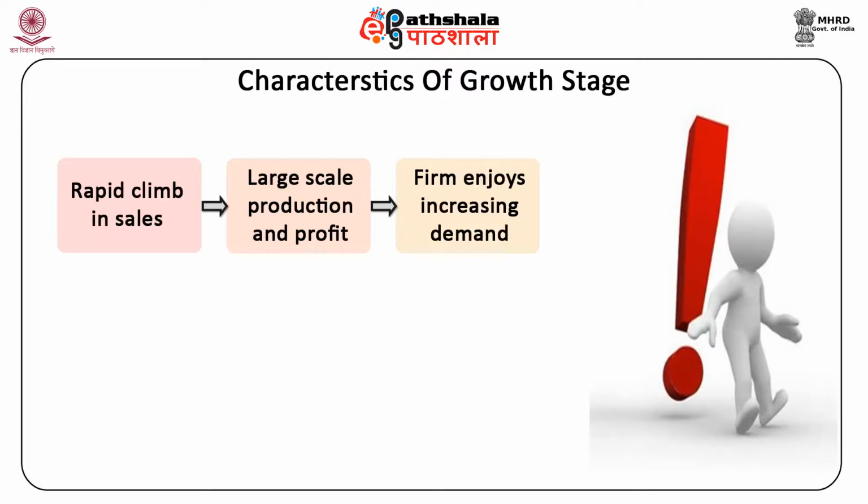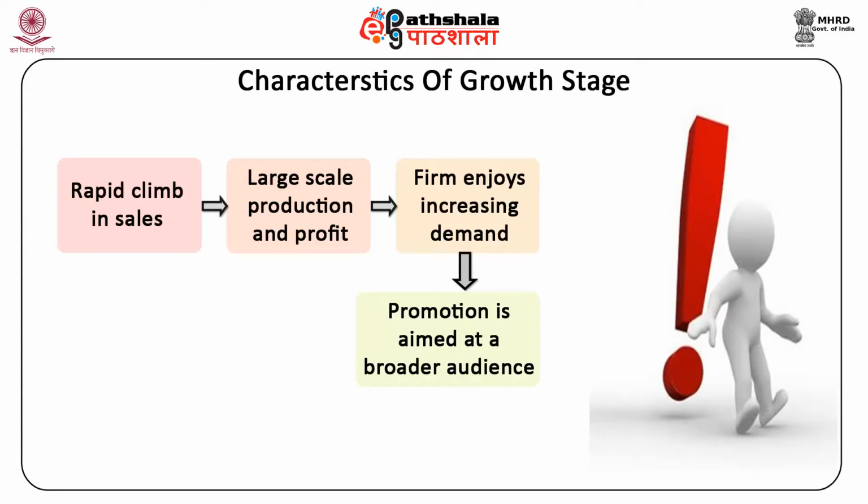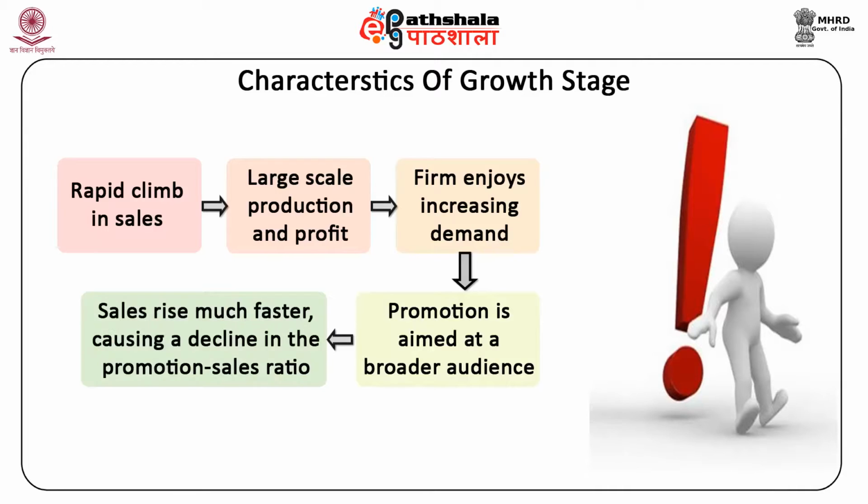Next, profits increase during this stage as promotion costs are spread over a large volume and unit manufacturing cost falls faster. Next, promotion is aimed at a broader audience. Next, companies maintain their promotional expenses at the same level or slightly raised level to meet competition and continue educating the market. Next, sales rise much faster, causing a decline in the promotion sales ratio.